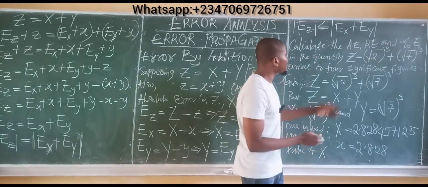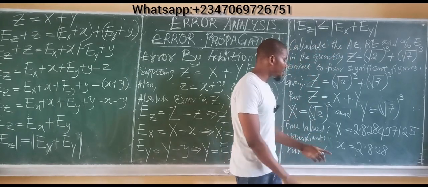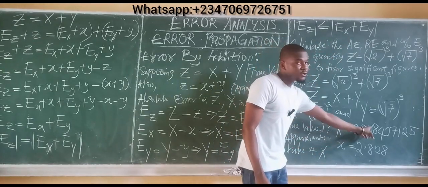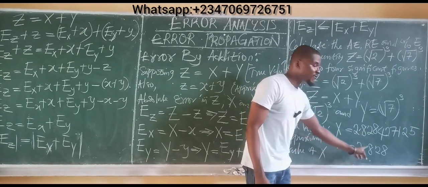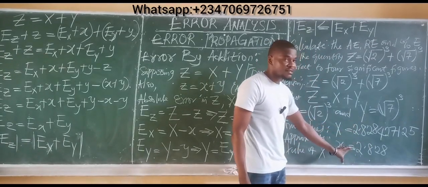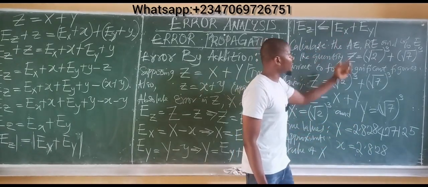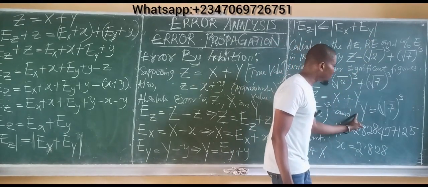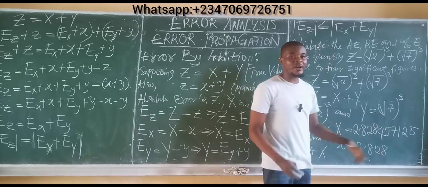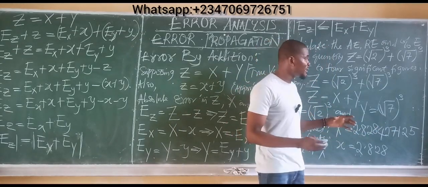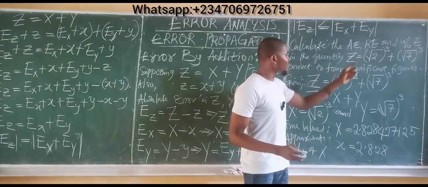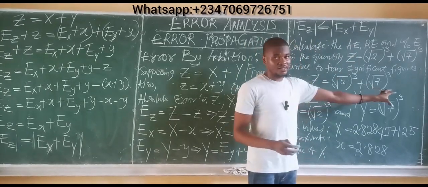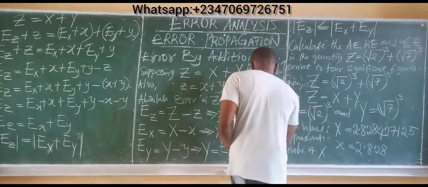So remember, error in x. To obtain error in x, it means the true value minus the approximate value. This gives us the error in x. Now then, next is to find the error in y. The true value of y is this. We'll find the true value, find the approximate value, then subtract them. Adding the two errors together gives you the error in that quantity, c equal to this. Okay, so we can continue here.